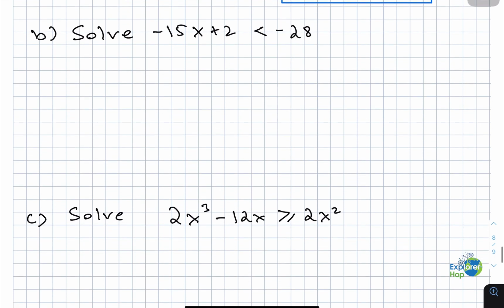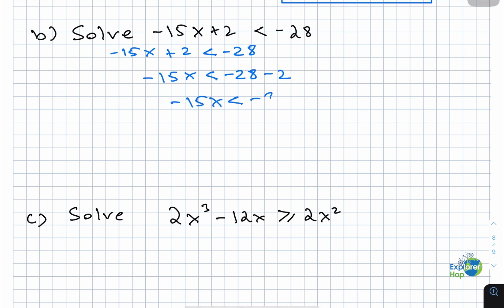So let's solve minus 15x plus 2 is greater than minus 28. This becomes minus 15x is greater than minus 28 minus 2. So what is minus 28 minus 2? Minus 28 minus 2 gives us minus 30. Therefore, minus 15x is greater than minus 30. We can take 15 down here.